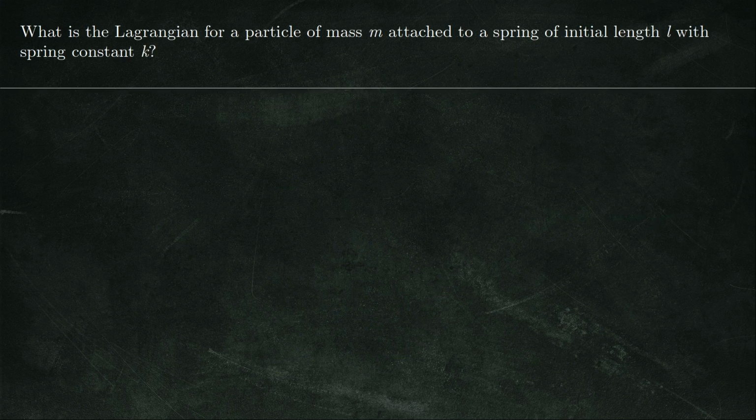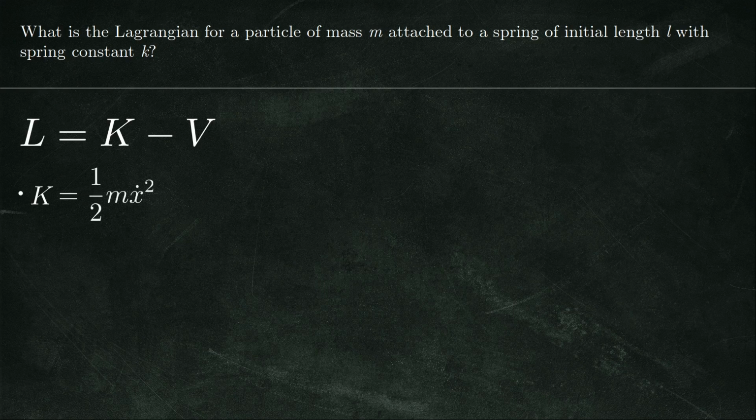For our first example, we just have the classic mass on a spring type system. We have a particle of mass m, a spring of length L, and this spring has spring constant k. We know our Lagrangian has to be kinetic minus potential energy. So let's look at the kinetic energy first. This is a half mv squared, where instead of v, we've got x dot, the time derivative of position.